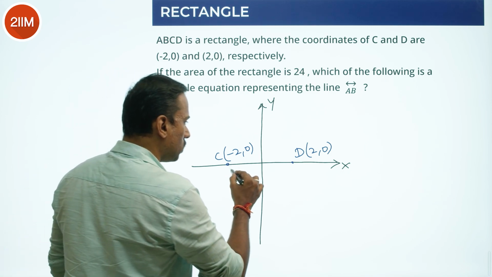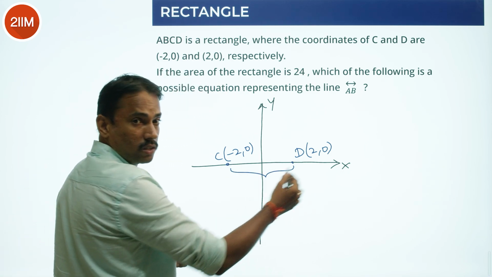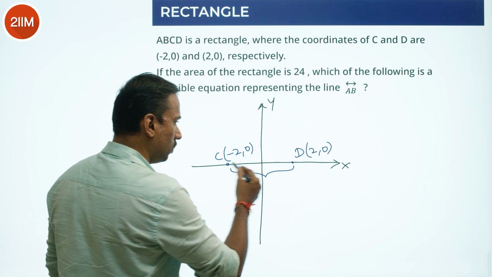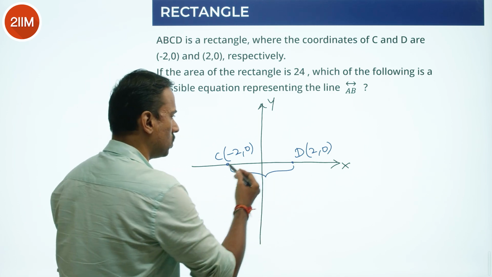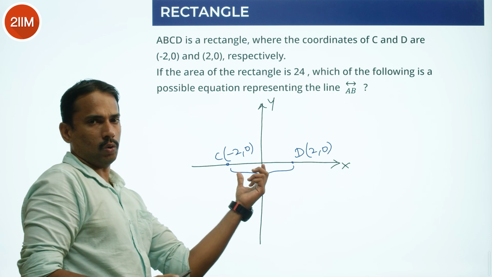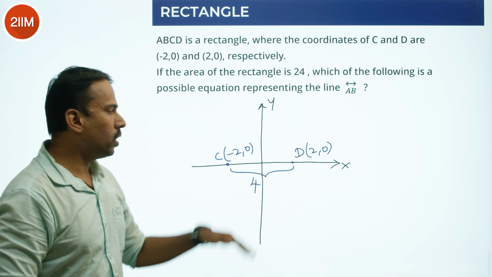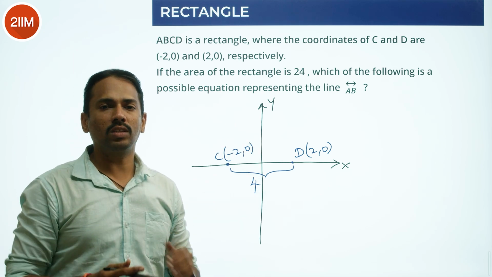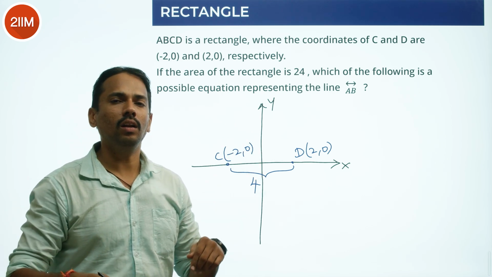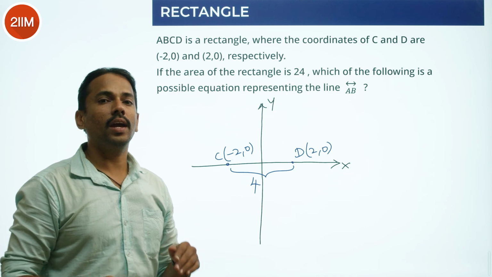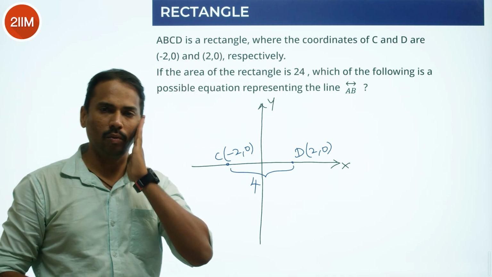Now very clearly CD, we can predict this side. CD is one of the sides of the rectangle. This length, what should be the length? This distance has to be 4 units, because this side it's 2 units, here 2 units, 2 plus 2, 4 units, very simple. Now keeping CD as one of the sides, we need to construct a rectangle whose area is going to be 24. This is what we want.